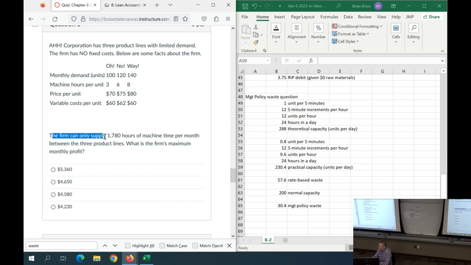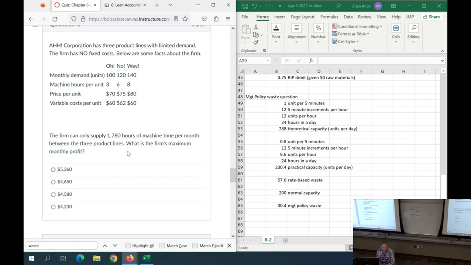The firm can only supply 1,780 hours of machine time per month between the 3 product lines. What is the firm's maximum monthly profit? So the idea here is, this fits into chapter 8 under the idea of throughput accounting, theory of constraints, that we have a constraint. We have a limit as to how much machine time we can put in. So we want to get the biggest bang for our buck. That's the key heuristic we're going to use for this kind of problem.